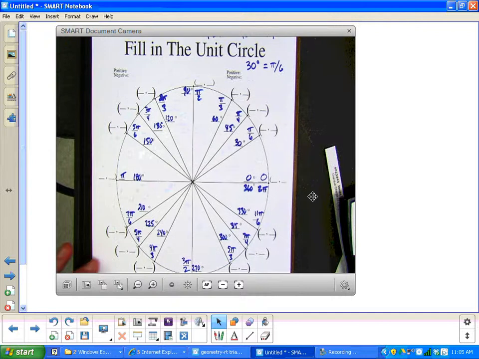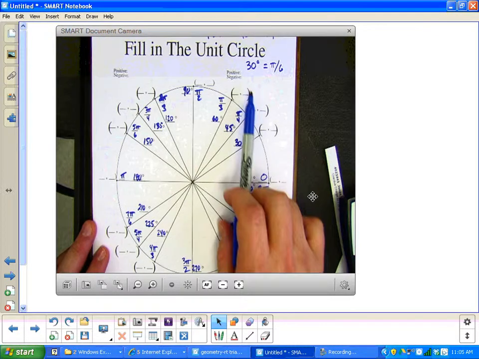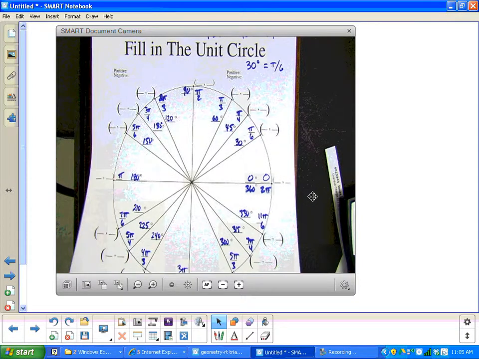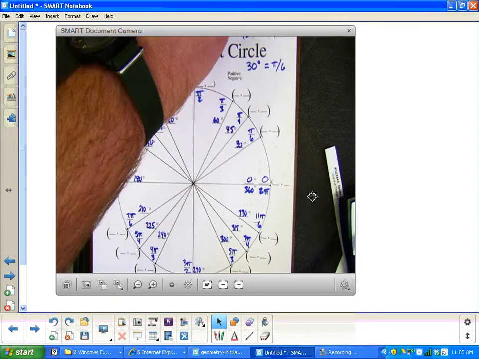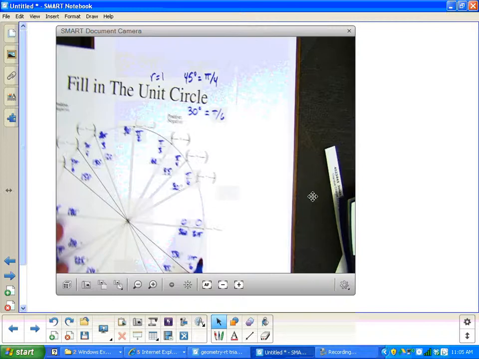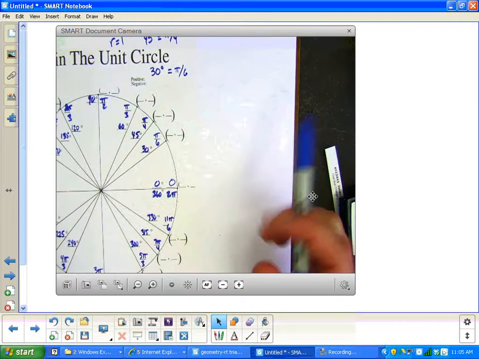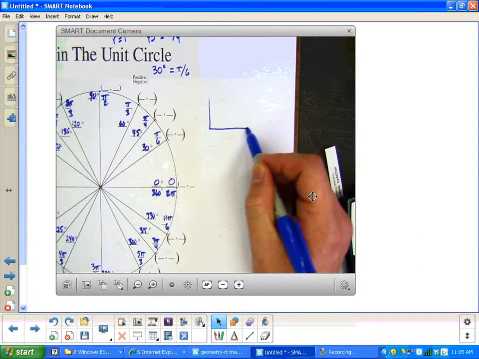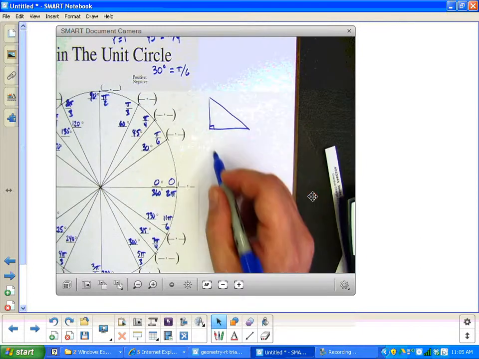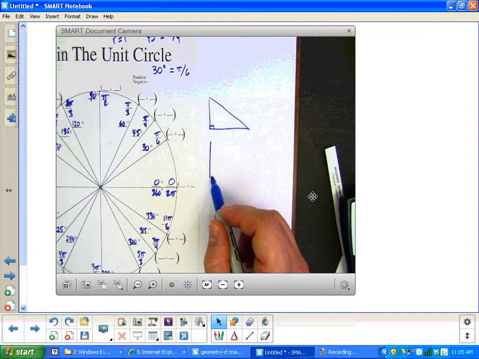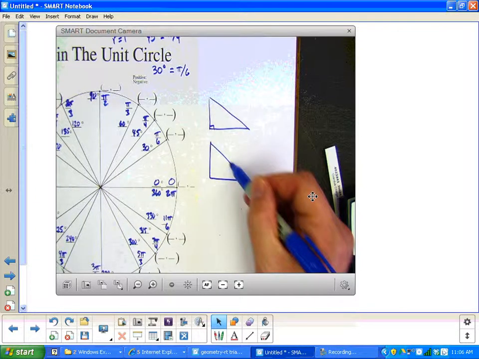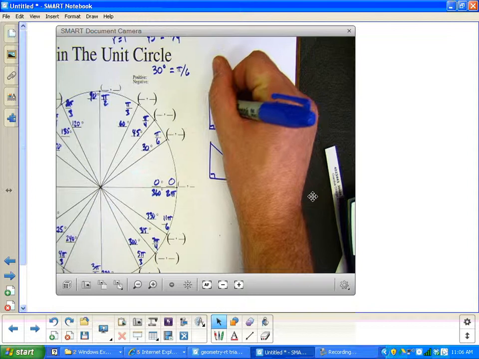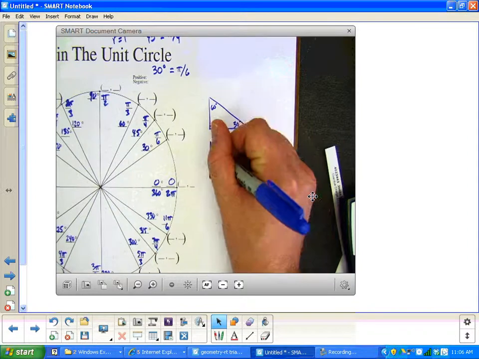Now, let's fill in the ordered pairs. The ordered pairs are going to come from a couple of triangles that I'm going to use. They're called the special right triangles in geometry. The 30, 60, 90. You don't have to memorize them, because I'm going to give you a better way to remember it in just a minute. So this is going to be my 30, 60, 90, and then my 45, 45, 90.